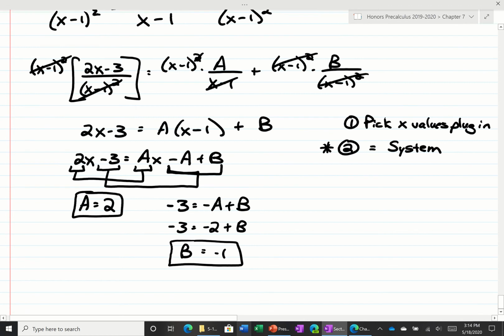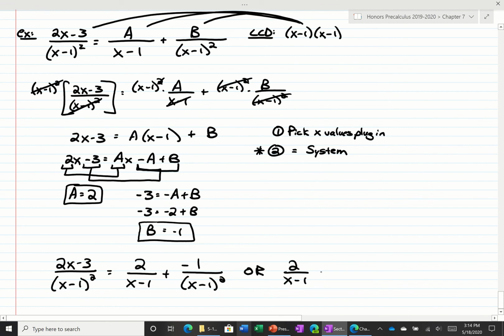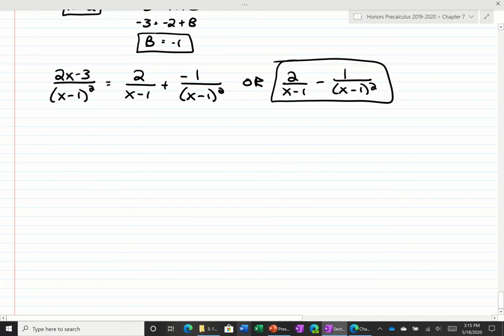So as far as what the answer to the question would be, if we were going to decompose the original problem, 2x minus 3 over x minus 1 squared, the correct decomposition would be 2 over x minus 1 plus negative 1 over x minus 1 squared. Or you could write 2 over x minus 1 minus 1 over x minus 1 squared. So that's how you do a problem like this. A couple more examples.